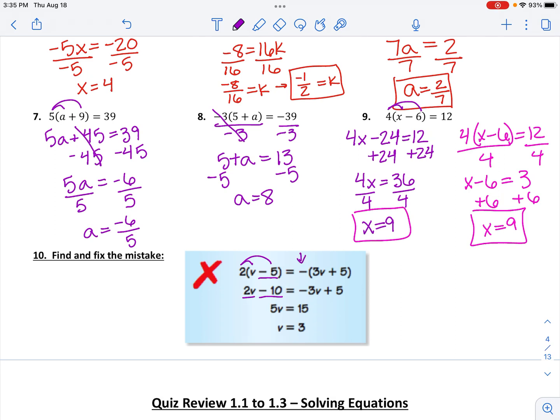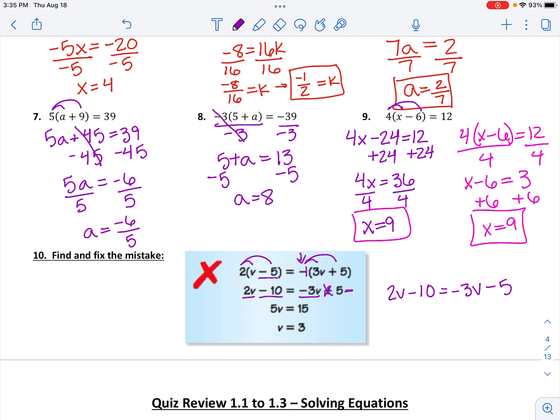Whenever we see this negative in front, that's like distributing a -1. So I'm going to go ahead and distribute -1 to both terms. -1 times 3v, -3v, that works out. -1 times 5 would be a -5. So that should not be +5, that should be a -5. If it is a -5, it's going to change our answer as we continue. So let's pick up at this step over here. 2v minus 10 equals -3v, but instead of +5, we're going to have -5.